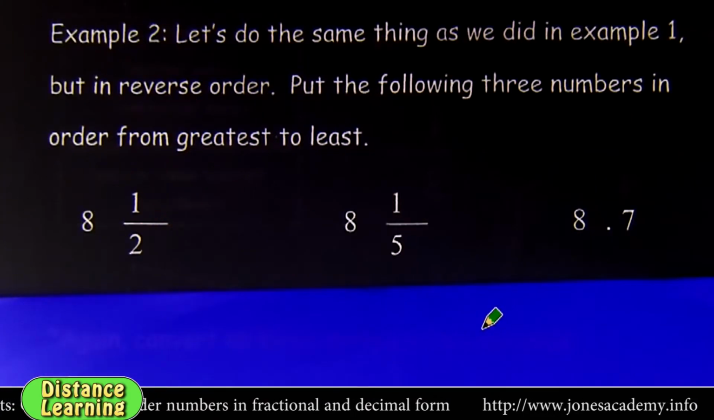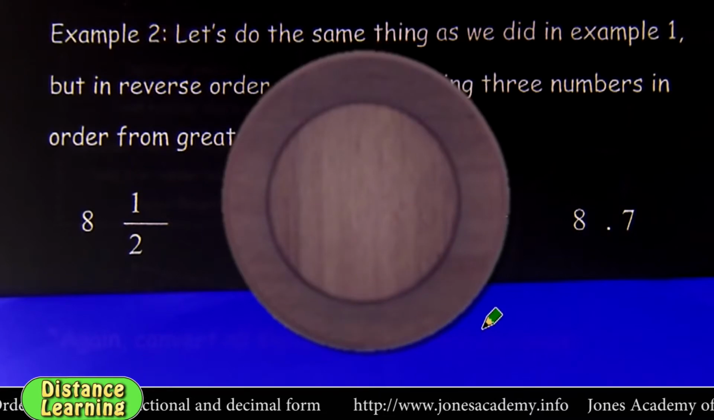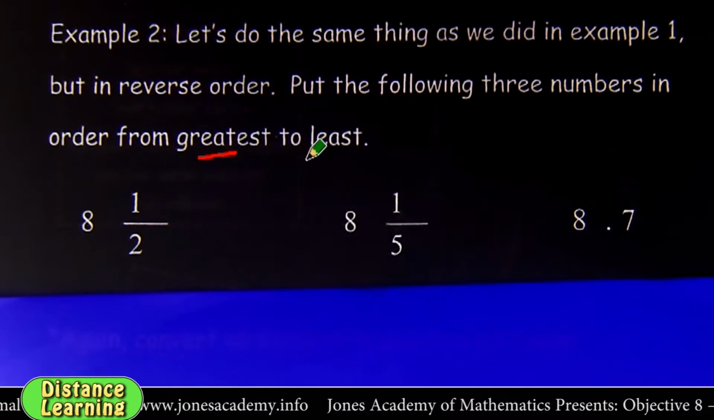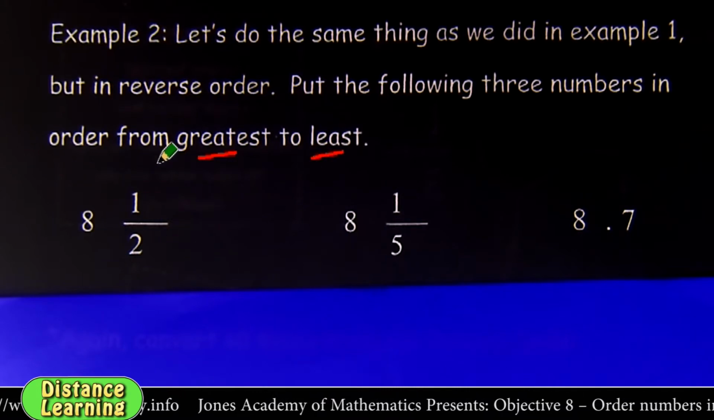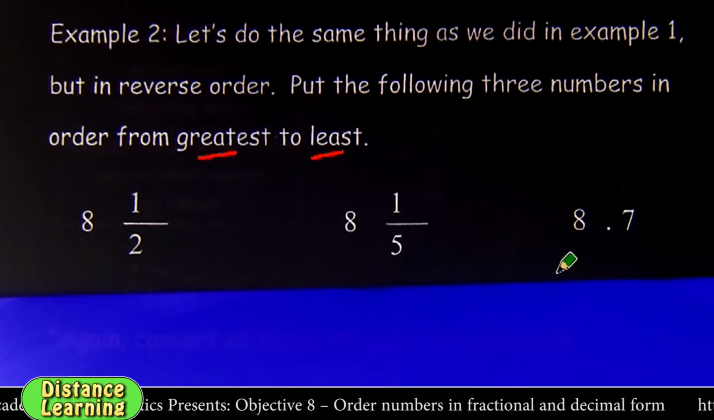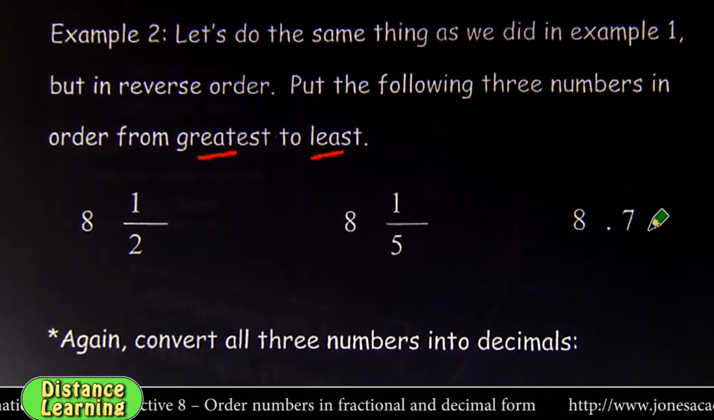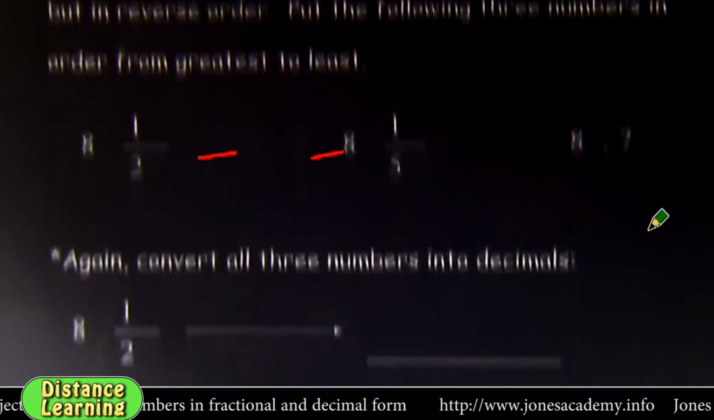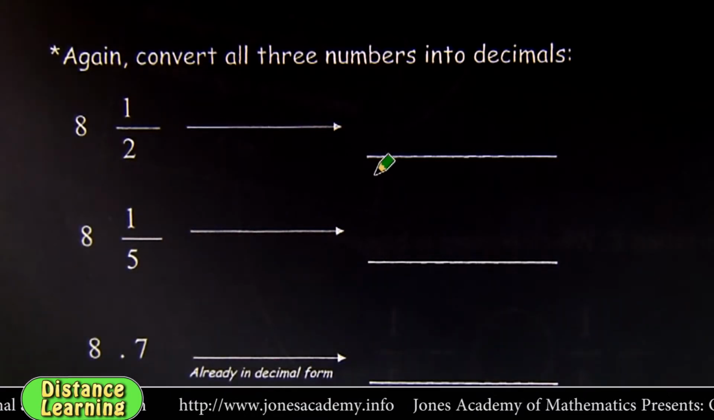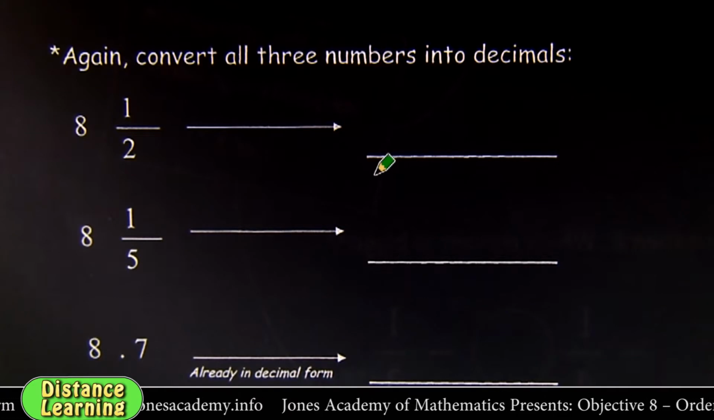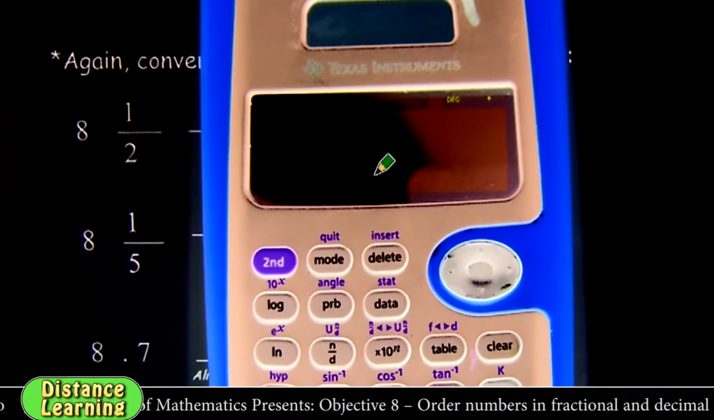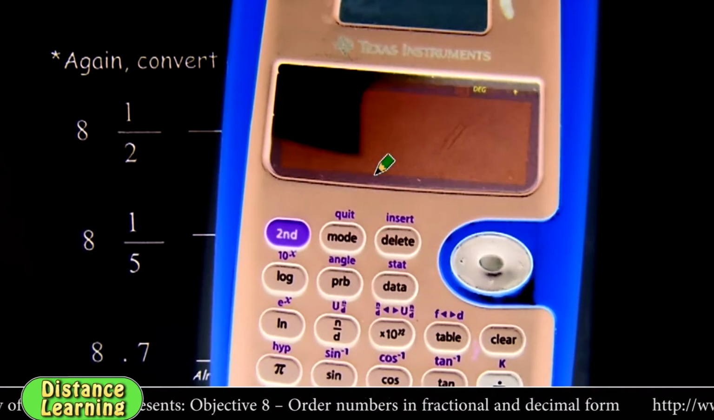We're going to do the same thing we did last time, but we're going to do it in reverse. Put these in order from greatest, or the biggest, to the least. You've got 8 1/2, 8 1/5, and 8.7. So let's look down the chart here and say, convert all 3 to decimals. 8 1/2. Now a lot of you probably already know that is 8.5, but I want to show you, say you didn't know, like last time, like 2 6/7, you didn't know exactly what to do.